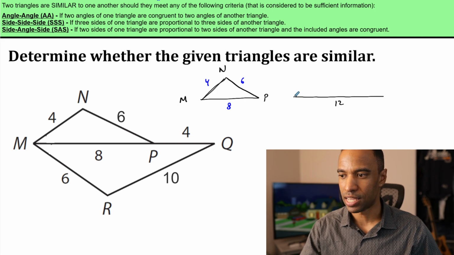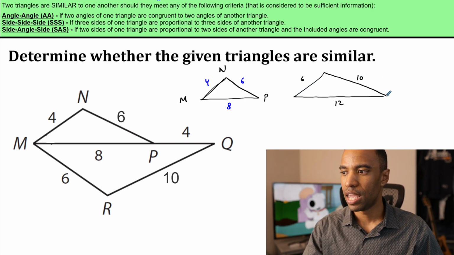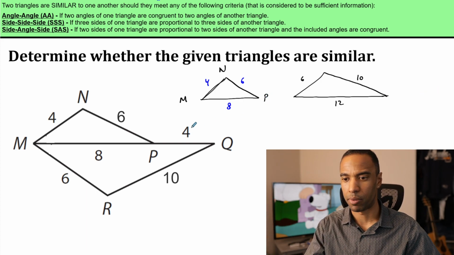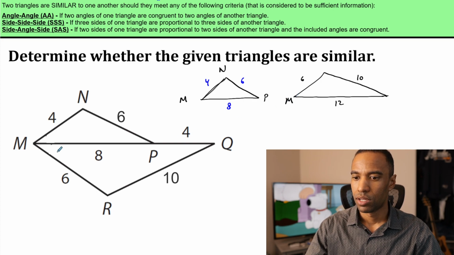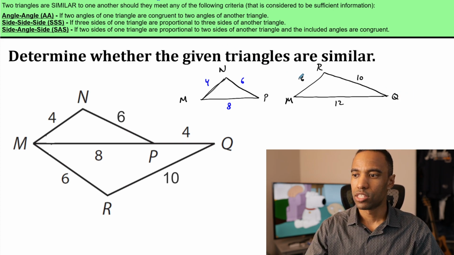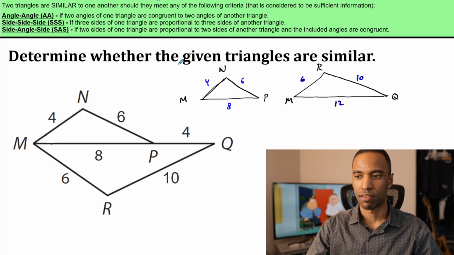So I'm going to make that the 6. And then this one can be the 10 right there. So if parts correspond, again, you don't have to redraw it that way. I'm just kind of giving you the whole picture, if you want to compare it. So M goes to R 6 units away, goes to Q over there. All right, so let's go ahead and do a similarity ratio test and see if this works.